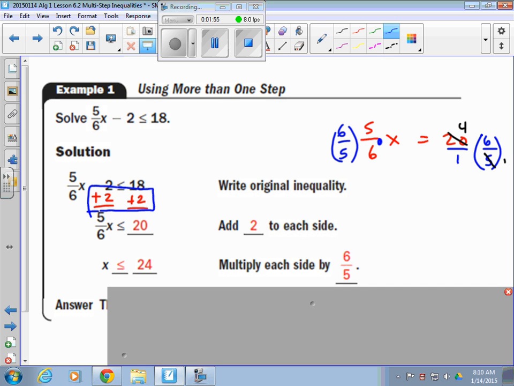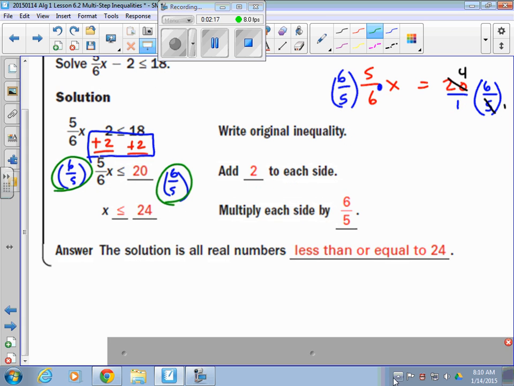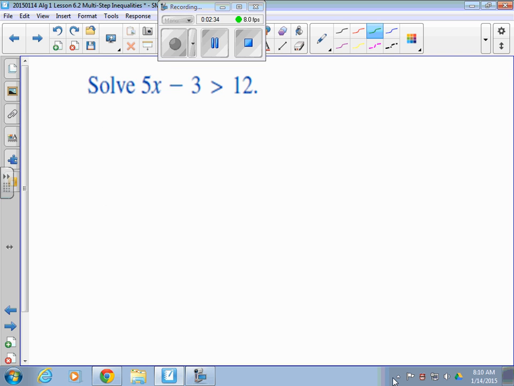On the next step, we multiply by 6 over 5. So we're doing that to both sides. Again, we're multiplying, which is part of what you need to do to reverse it, but it's by positive numbers. So again, you leave the inequality, say less than or equal to, by multiplying each side by 6 over 5. Therefore, the answer is all real numbers, so everything that's less than or equal to 24. Again, treat it just like an equation, and then check your solution steps to determine if you have to reverse your symbol or not.